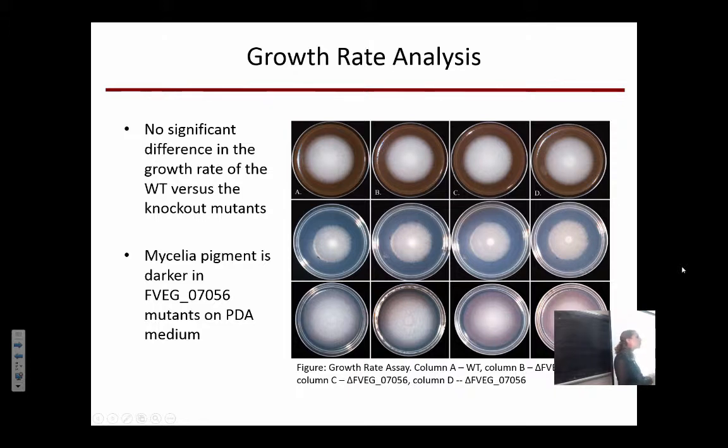So far, I've done 2 trials of growth rate assay. So far, I haven't seen any significant difference in growth rate on V8 or PDA, sorry. Although I did find that the mycelia pigment is darker in the homeobox transcription factor mutant on PDA in comparison to the wild type. So it is some indication that secondary metabolism is being affected.